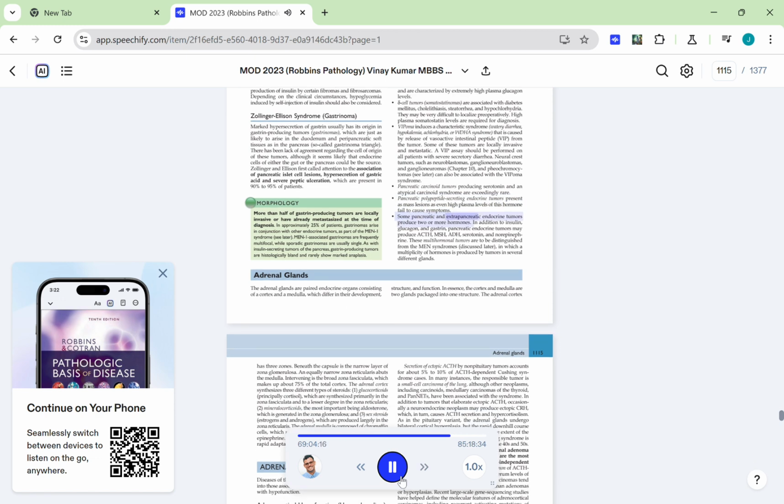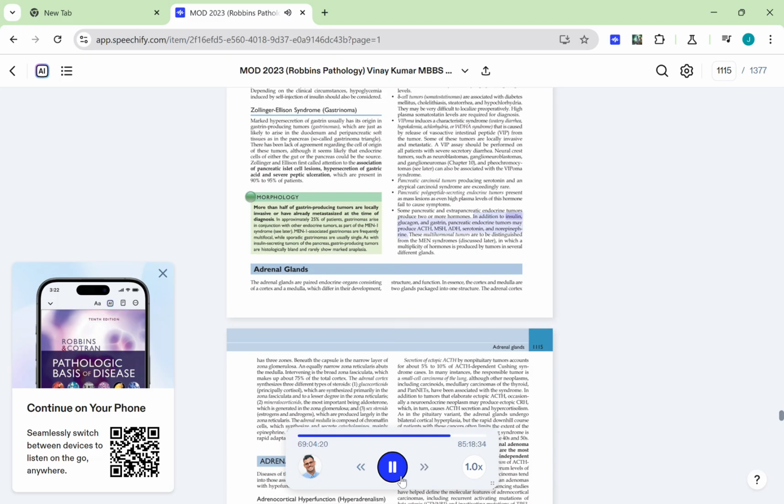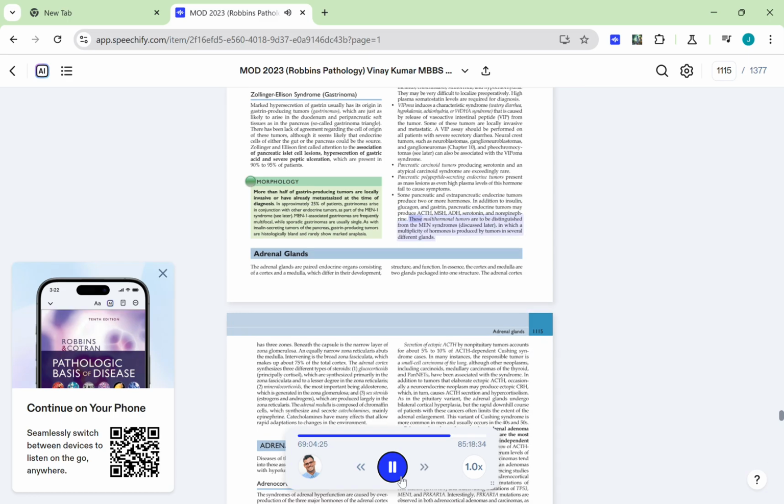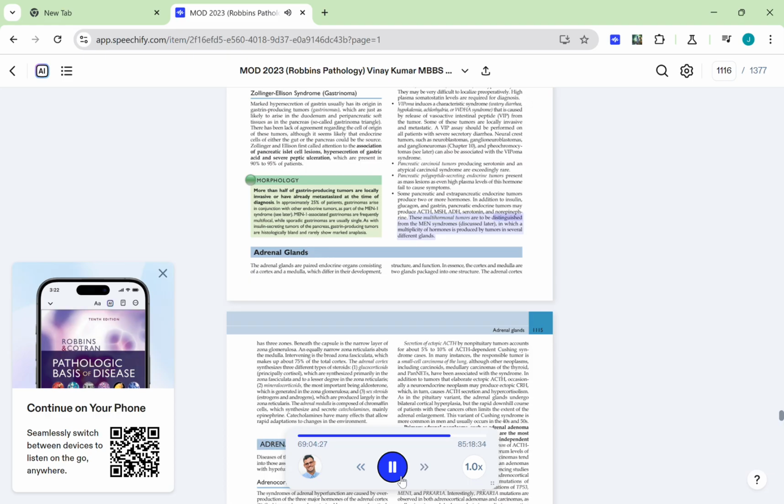Some pancreatic and extrapancreatic endocrine tumors produce two or more hormones. In addition to insulin, glucagon, and gastrin, pancreatic endocrine tumors may produce ACTH, MSH, ADH, serotonin, and norepinephrine. These multi-hormonal tumors are to be distinguished from the MEN syndromes, in which a multiplicity of hormones is produced by tumors in several different glands.